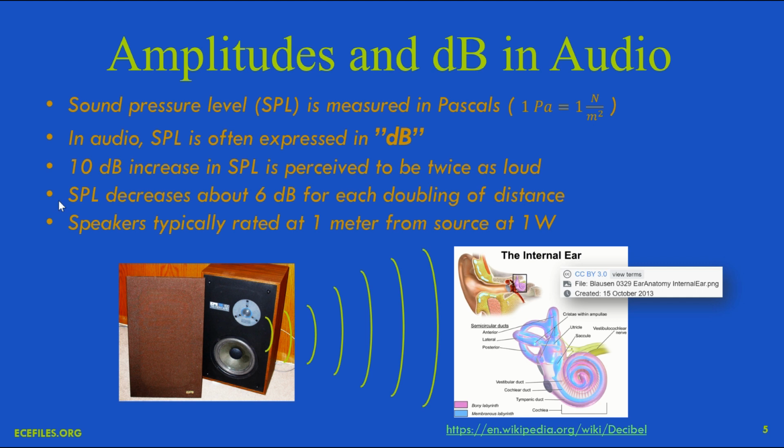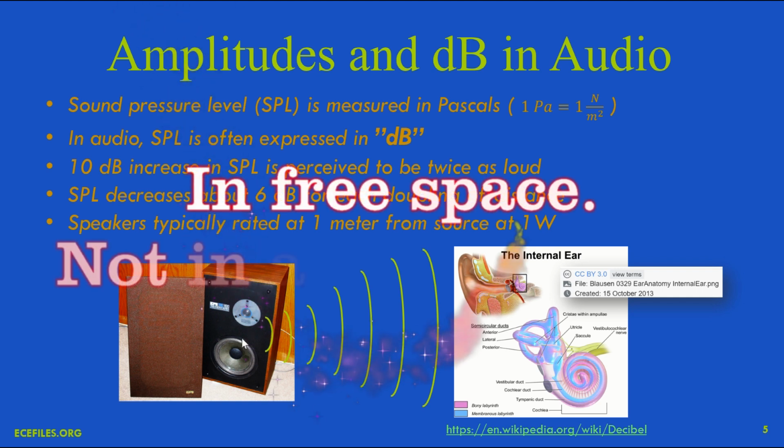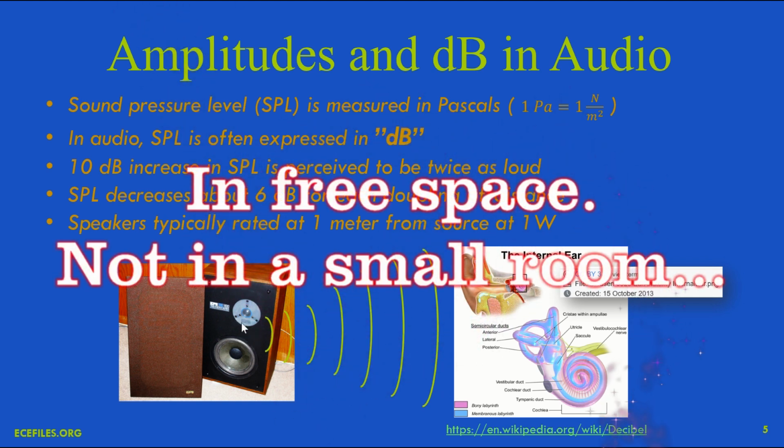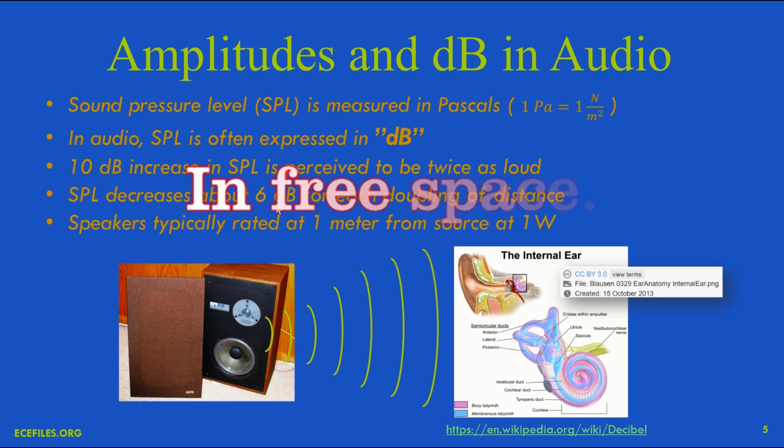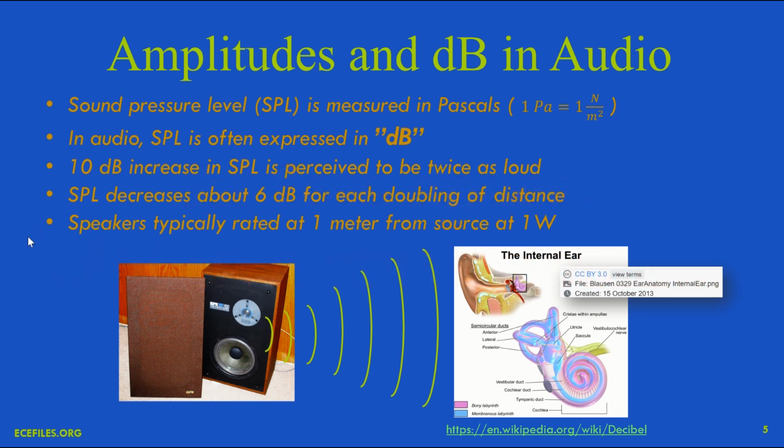And I've added another couple of bullets here for us audiophiles. Sound pressure level decreases about 6 dB every time you double the distance from the source. So if you take your ear and you move twice as far away from the speaker as where you were, then it's going to go down by 6 dB. The other point to note is that speakers are typically rated about 1 meter from the source is where the measurement is done, and they're rated at 1 watt. So let's take a look at a couple of data sheets for speakers and see what that means.